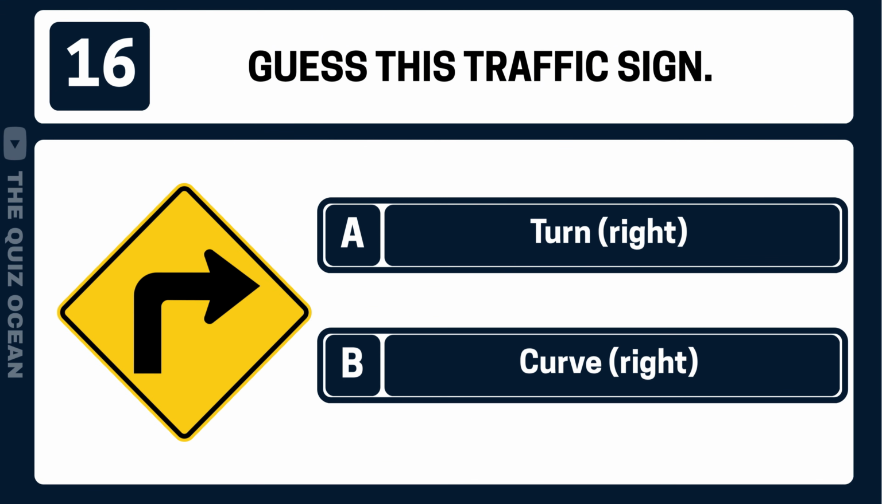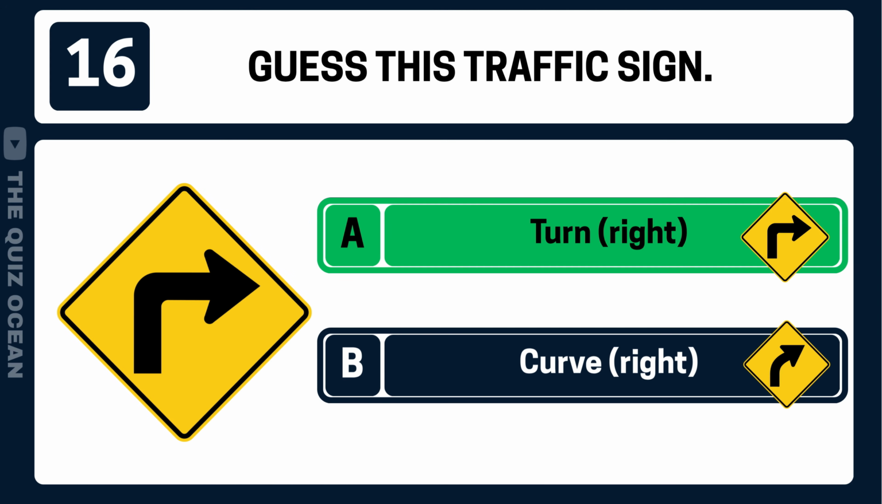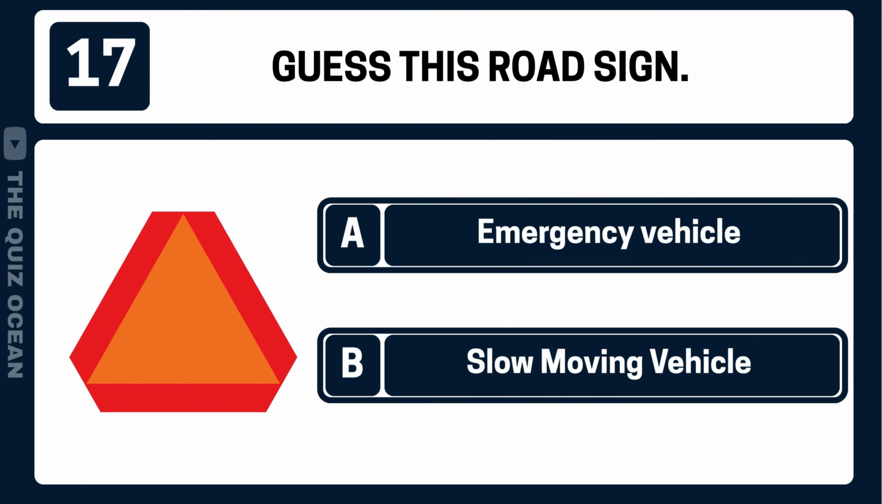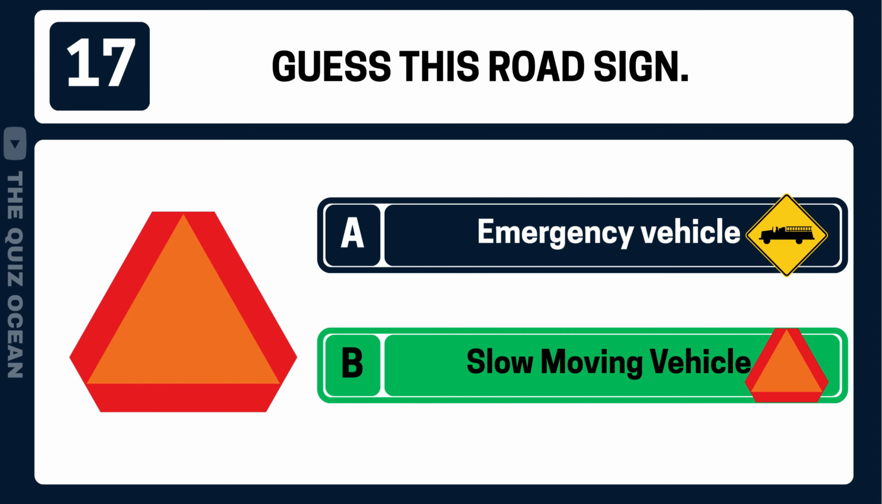Guess this road sign. A. Turn right. B. Curve right. Right. It is the turn right sign. Guess this road sign. A. Emergency vehicle. B. Slow-moving vehicle. Good observation. It is the slow-moving vehicle sign.